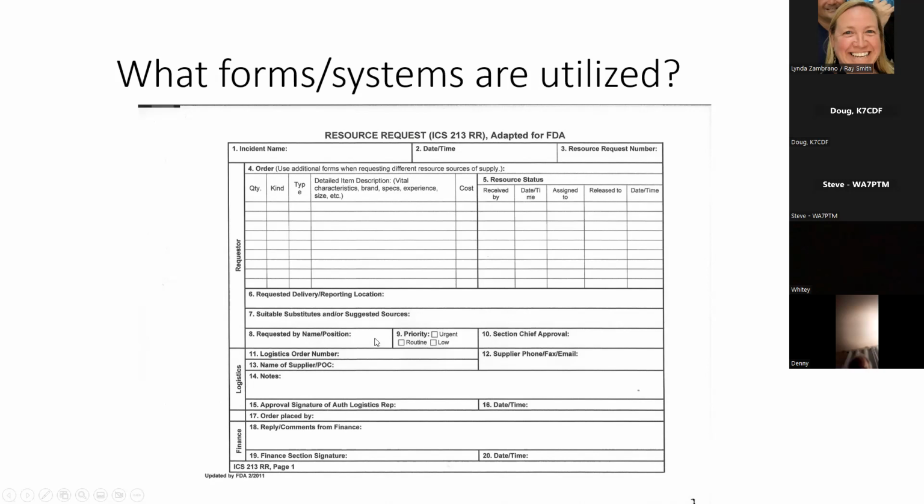And then who's requesting it? And then what is its priority? Is it urgent, is it routine, or is it a low priority? That's kind of important to know as well. And then what section chief is approving it? And that's pretty much it.